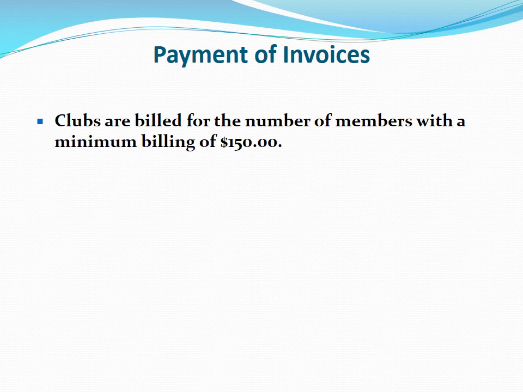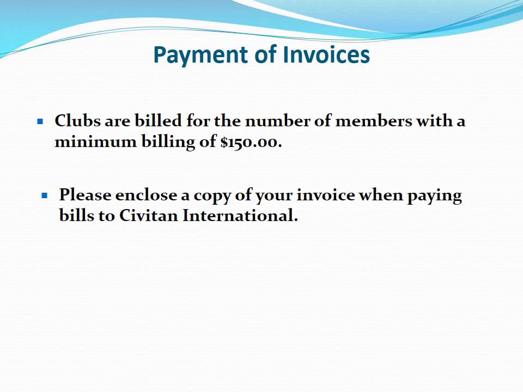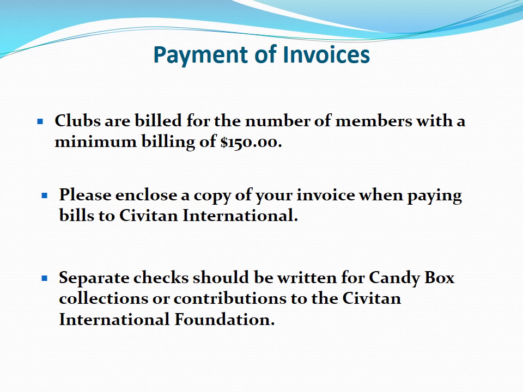It doesn't matter what your membership is, you will be billed by the number of members you have or a minimum of $150. Please enclose a copy of your invoice when paying your bills to Civitan International, whether it's a dues statement or something being sent in for the supply house. Make sure that a copy of the invoice is kept for your records and one is sent back with your payment. Separate checks should be written for projects such as Candy Box or contributions to the Civitan International Foundation. Keep your dues and your supply payments separate from those, since those are going to the foundation and have a different tax structure.